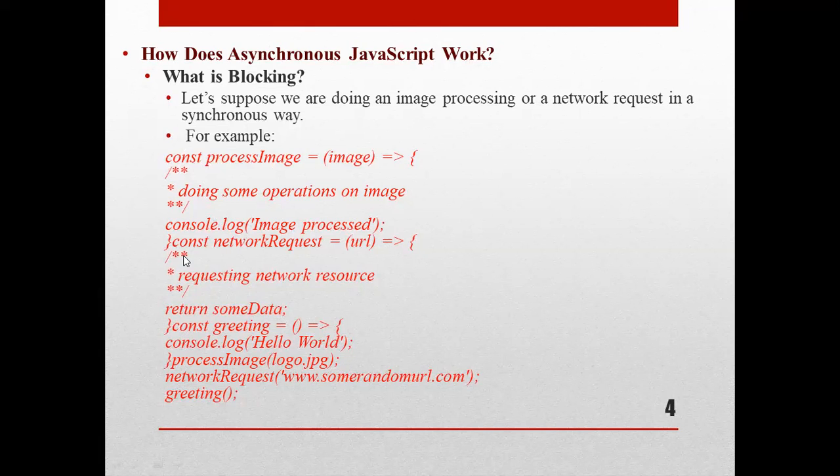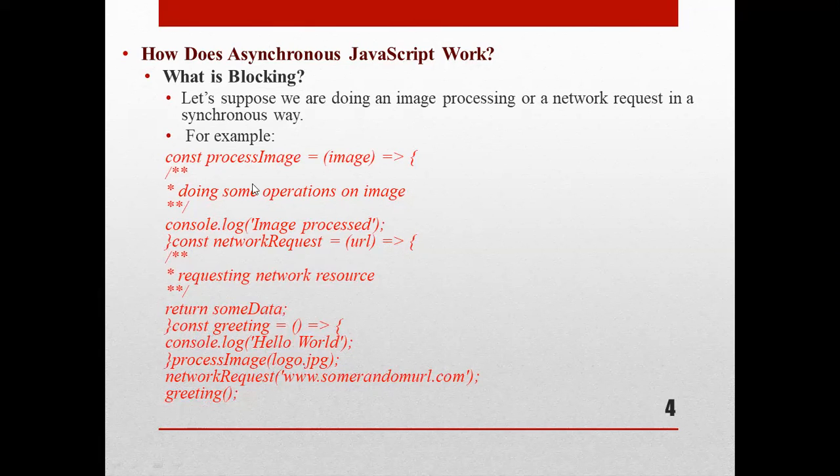Then we start the network request using a URL, requesting some network resource, then returning some data from that request. Then the greeting function, that is, constant greeting. In that we print one message, hello world. And now another function, process image. In that one image is there, like logo.jpg, then the network request and URL, and at last we call the greeting function.